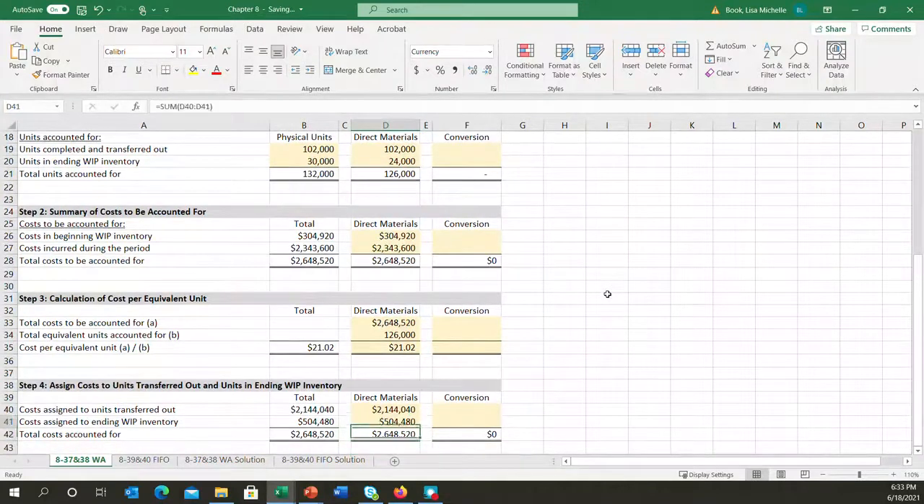I get cost assigned for direct materials to ending work in process inventory of $504,480. When I add that to the cost for direct materials that I transferred out of $2,144,040, I come up to the cost that I needed to account for. That's not just luck. That's the way it should be if I did this correctly, of $2,648,520. I'll have a separate video to cover the FIFO method.